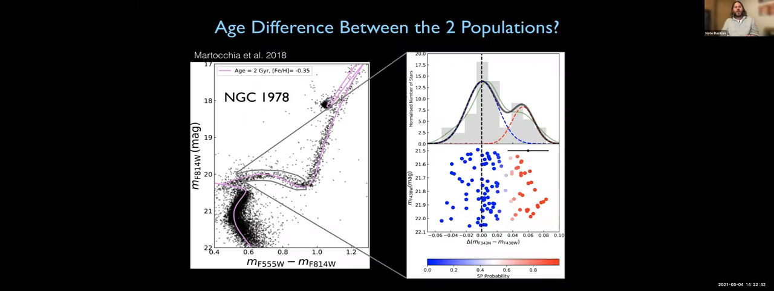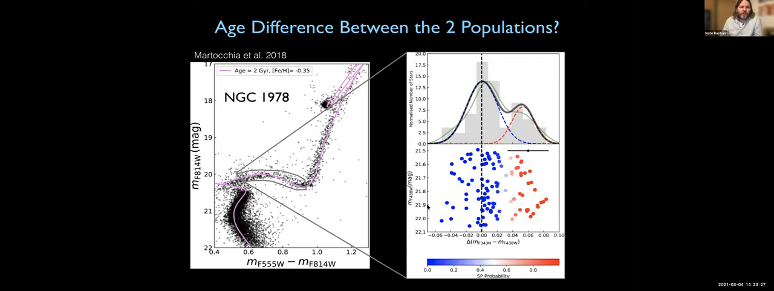And what this does is allow us to get new constraints on the problem. So the youngest cluster where multiple populations have been found to date is NGC 1978. This is a 2 billion year old cluster in the LMC. And what this allows is that we can put really tight constraints on age differences between the populations. The reason for that is at this age, the vertical position of the subgiant branch is extremely sensitive to age and virtually insensitive to any abundance differences. But if you go to UV filters, it turns out the opposite. There's almost no age sensitivity, but it's almost entirely driven by different nitrogen abundances.